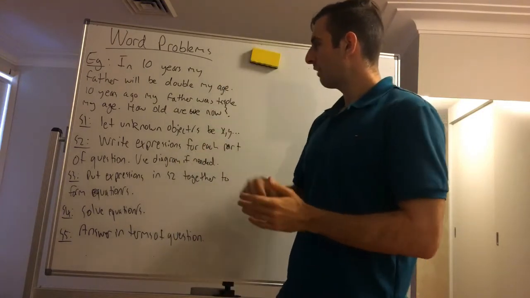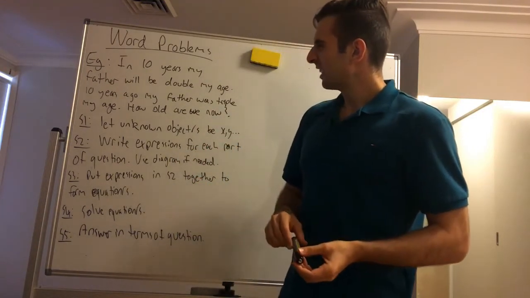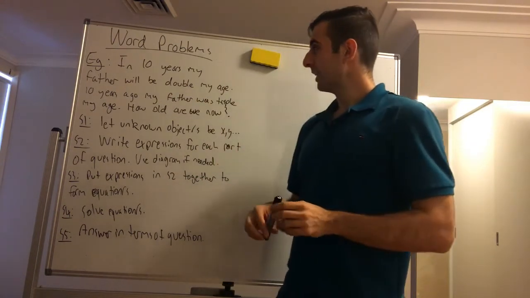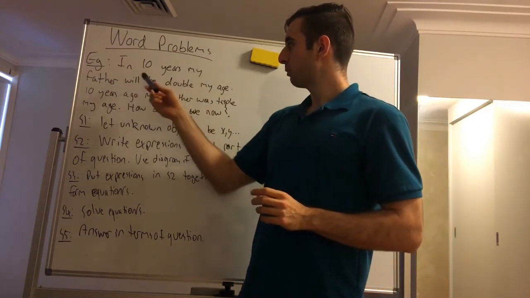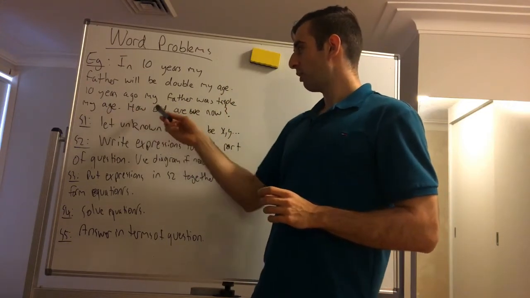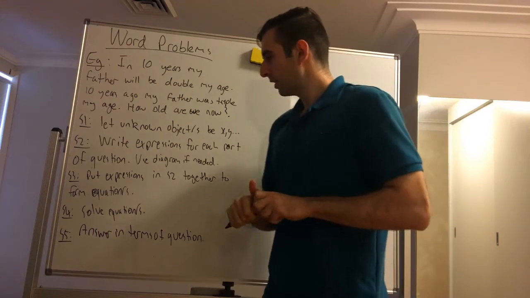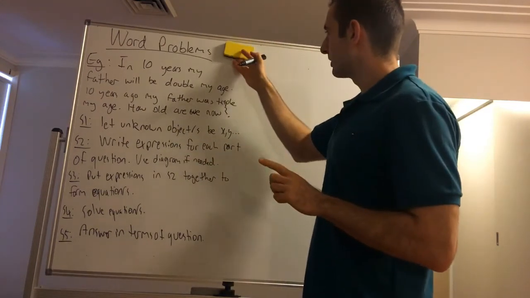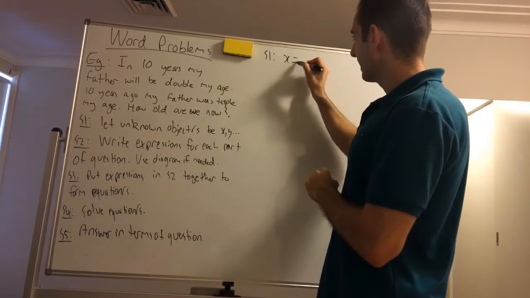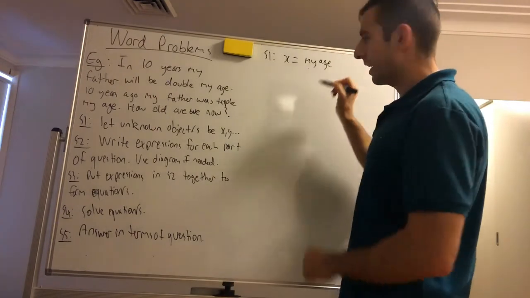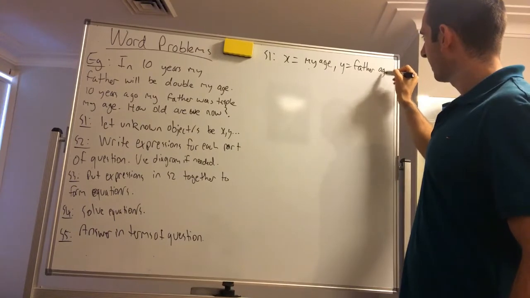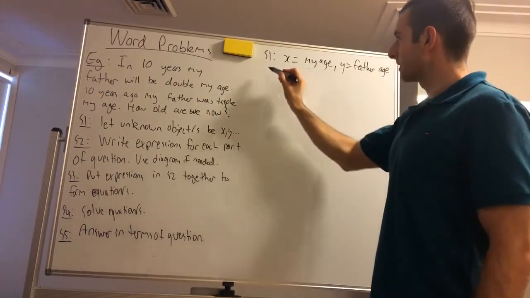So what I'll do is I've got a fairly standard question. This is Year 9 difficulty, this is a harder word problem. So what we've got here: in 10 years, my father will be double my age. 10 years ago, my father was triple my age. How old are we now? Alright, so firstly, we're going to have to introduce some variables here. So what I'll do is, I'll put x is my age, y equals father age, right? Simple.